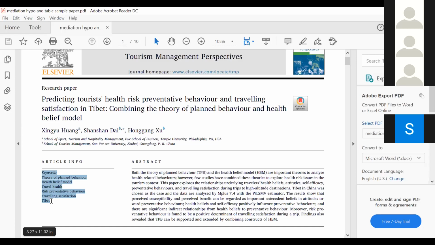The keywords have to be very, very related. So when I write keywords, I think of people who can cite me. A person who's writing on theory of planned behavior can cite this paper. A person who's writing on travel health can cite the paper. The person has also given a keyword Tibet. So any person who wants to see research done in Tibet, it might not be tourism, it might be from any other product, can view my paper if I give the keyword Tibet in it. So that is the way the keywords have been chosen. Let's come to the next thing.